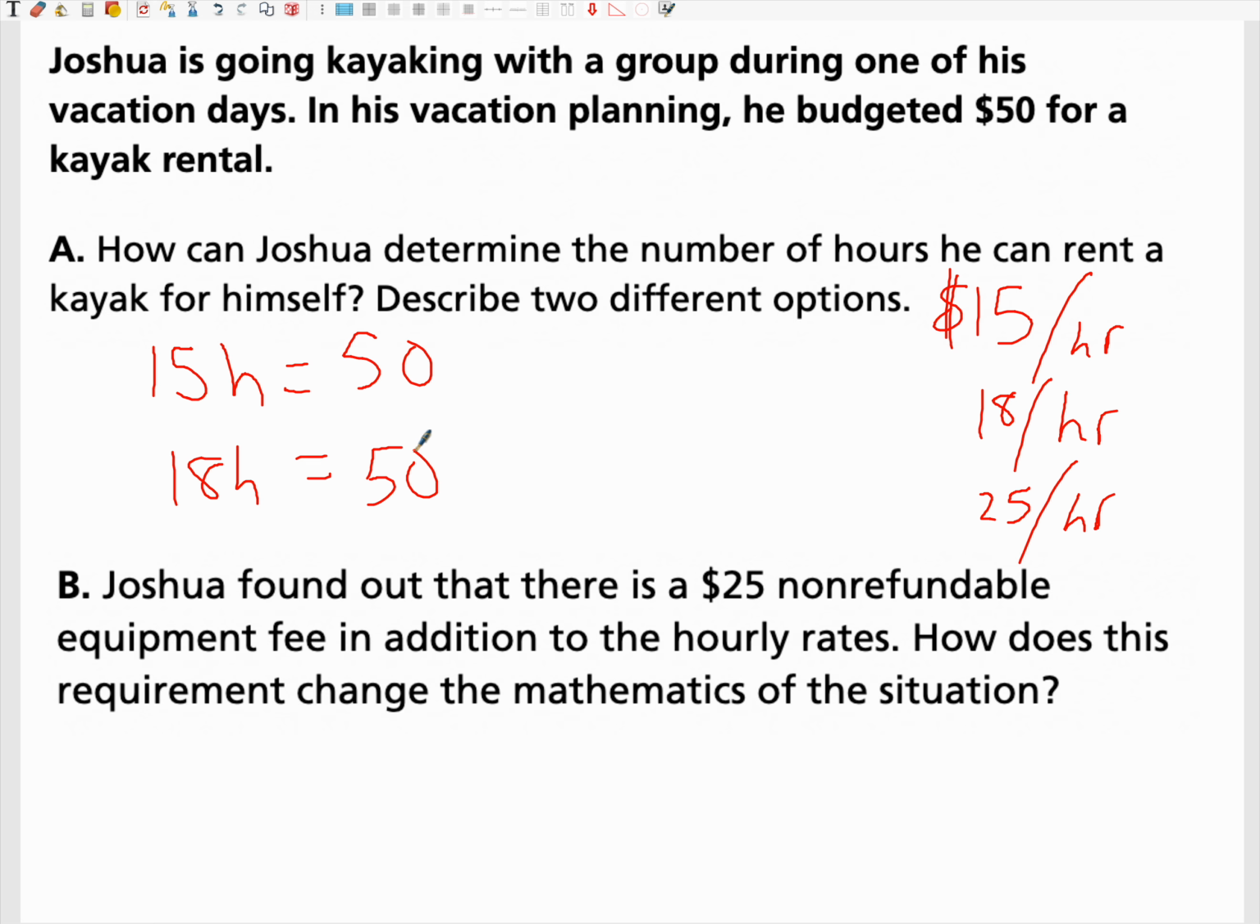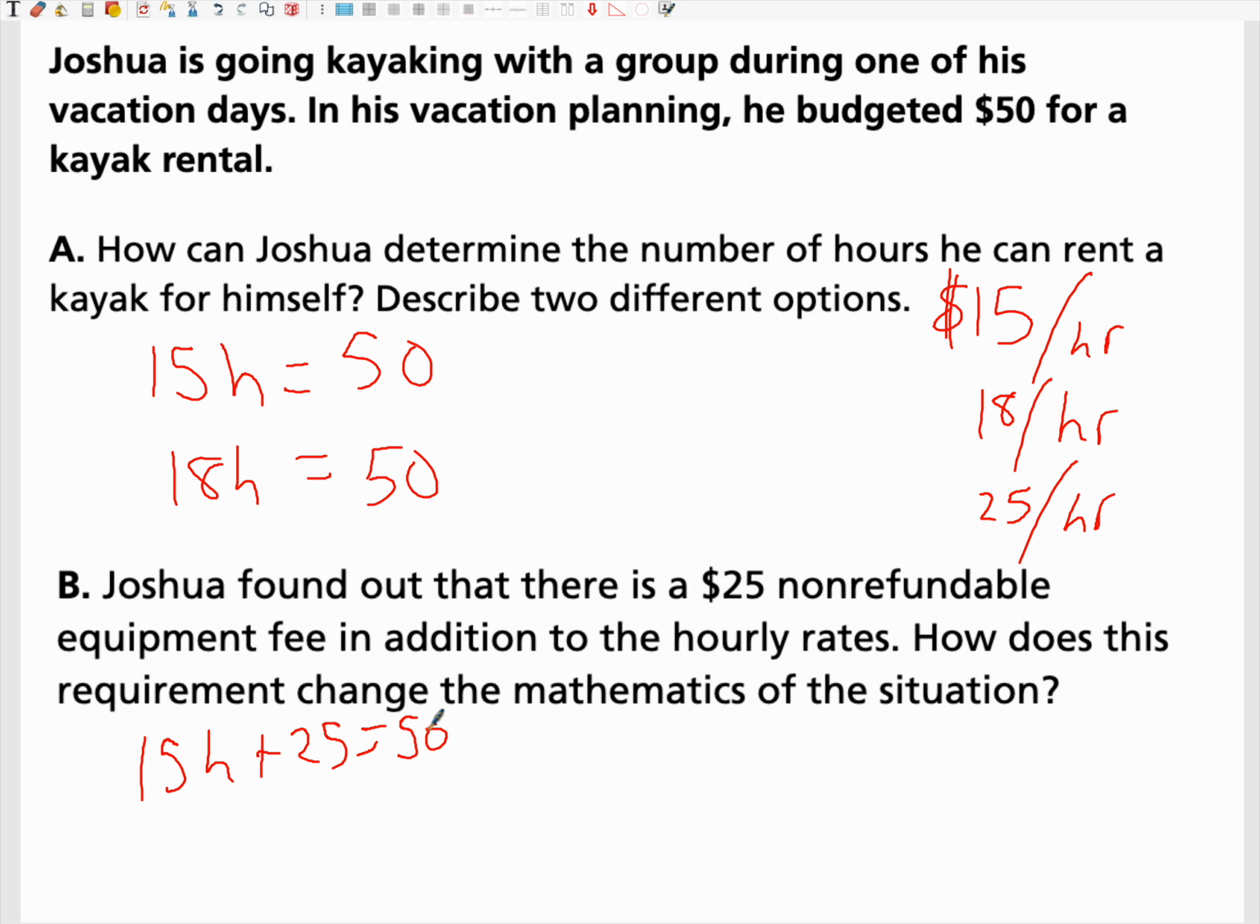Part B: Joshua found out that there's a $25 non-refundable equipment fee in addition to the hourly rates. Non-refundable means that goes right off the top, right? So he only has $25 for the hourly rate. He would have the $15 per hour plus the $25 equipment fee, and that has to equal $50. Something like that, you have to take into account all the parts of the problem.